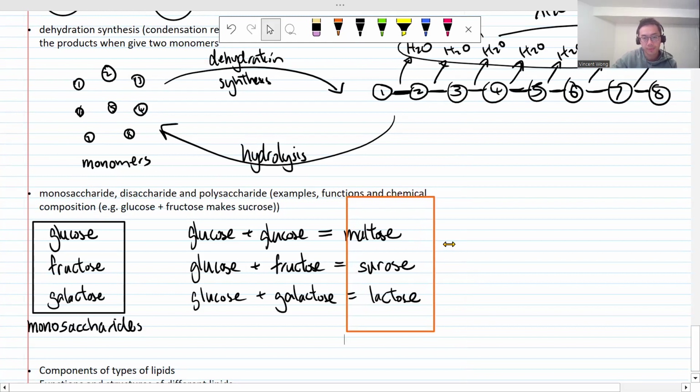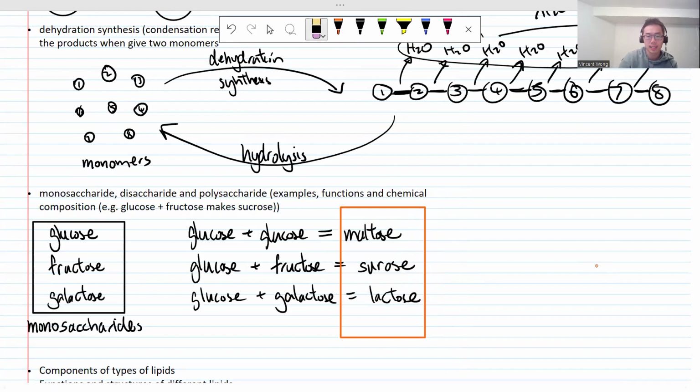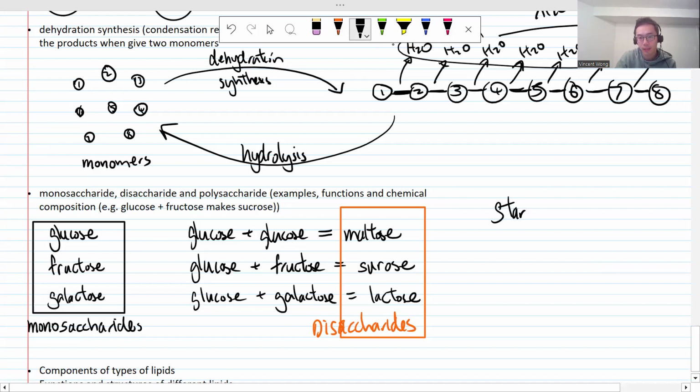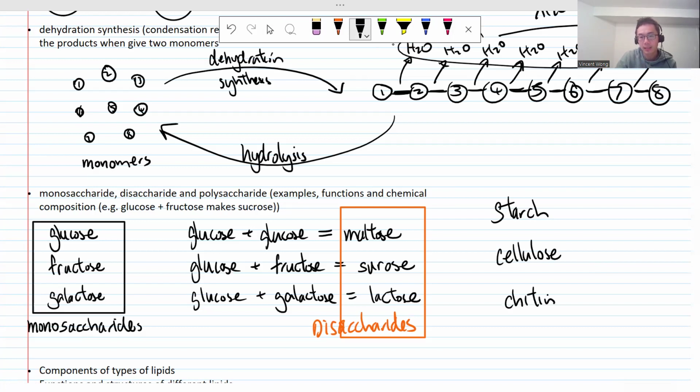So we call them disaccharides. Sorry, I'm just going to move the box here. Looks nicer. Disaccharide. Double sugar, right? And we can also keep on building it. So in class, we talk about things like starch. We talk about cellulose, chitin, and glycogen.